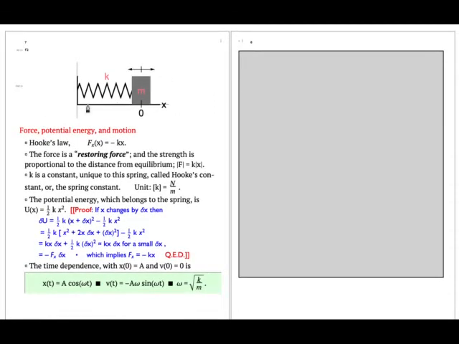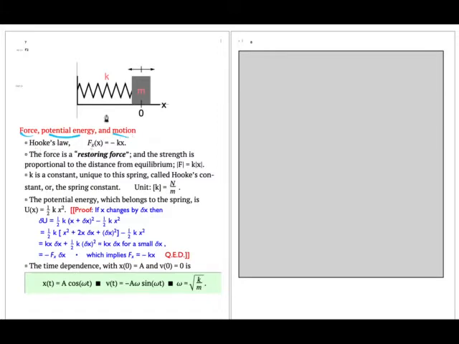So here's the system we're looking at. The block sliding without friction on a floor attached to a spring. The other end of the spring is fixed. We have to know about the force, the potential energy, and the motion. So let's start with the force. The force is called Hooke's law.